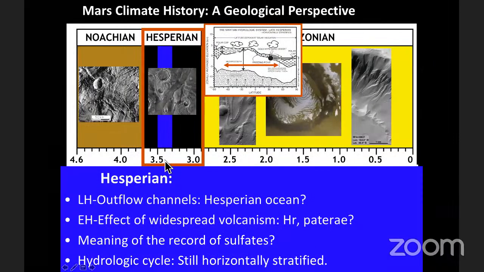So what can we say about the Hesperian? Well, we have late Hesperian outflow channels. Was there a Hesperian ocean? There could have been, but it froze pretty fast and then migrated to cold traps.